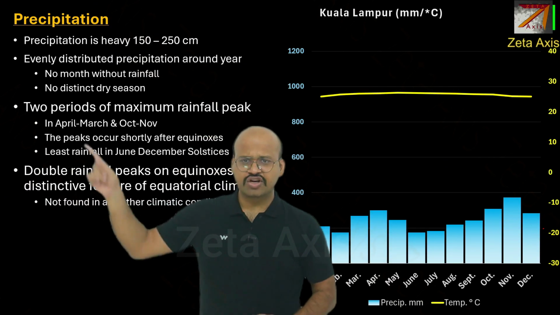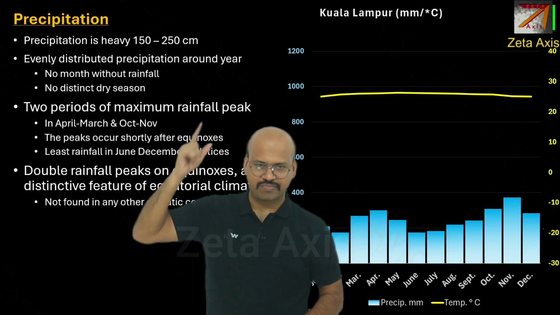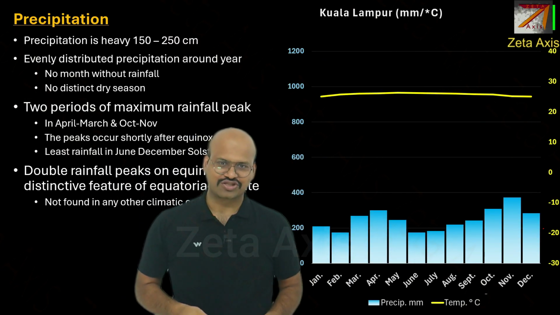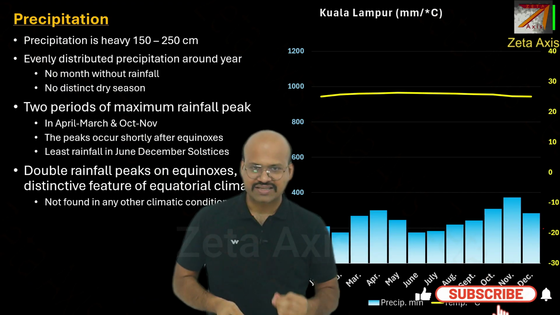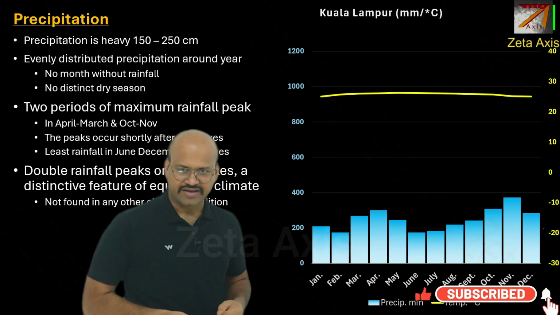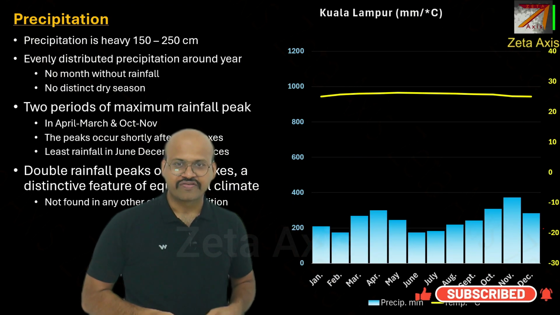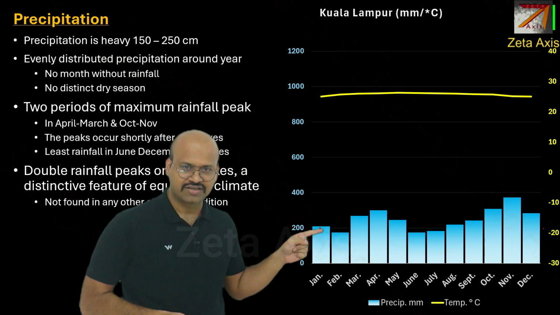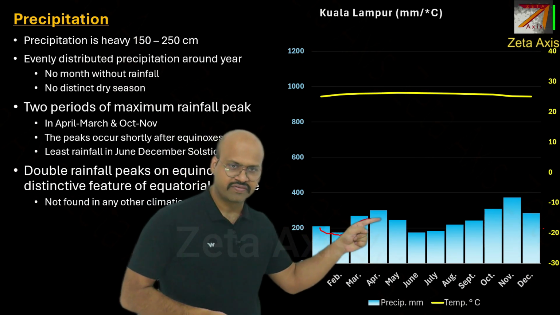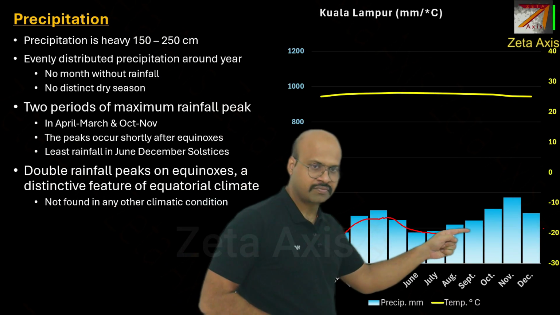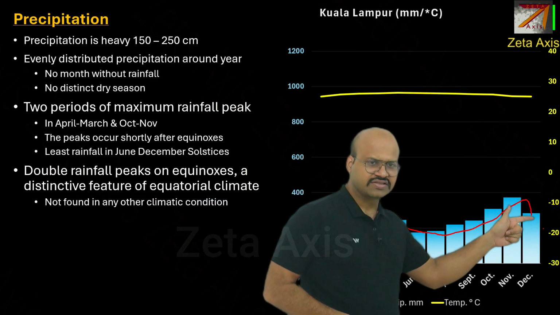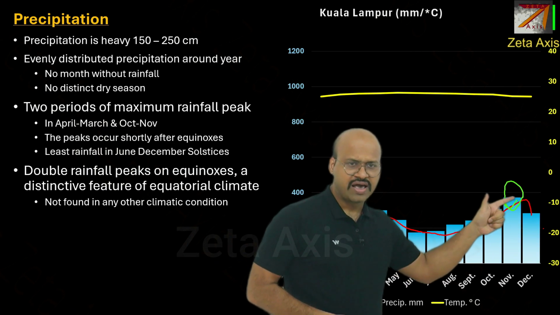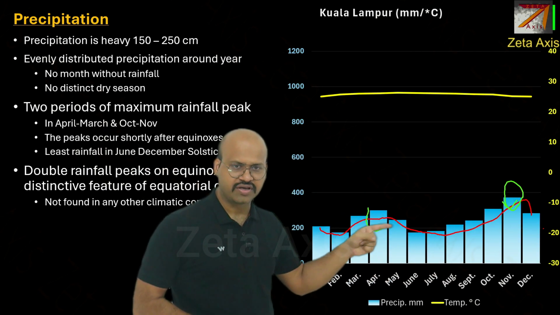Now, if you see, there are two periods of maximum rainfall peak in equatorial climate. This is a very important characteristic of equatorial climate. To understand this, let's draw a line through the peak of rainfall in each month. When we do this, we can see that we draw this curve. And here we can see that there are two distinct peaks. One is right over here and another is right over here.